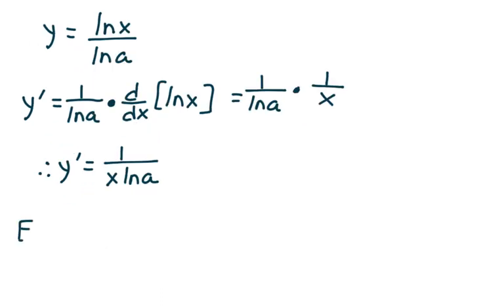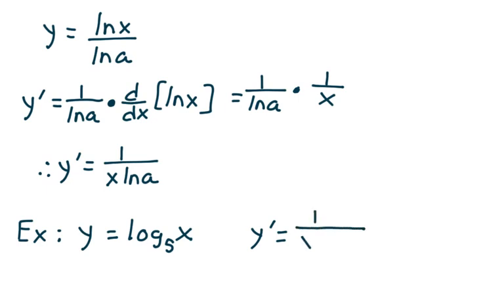For example, suppose y equals log base 5 of x, and I want y prime. So this is 1 over x, and I'm going to multiply by natural log of the base. You're done. So I think that's pretty slick. Okay? And that was Formula 6 or Rule 6. Let's take a look at 7.